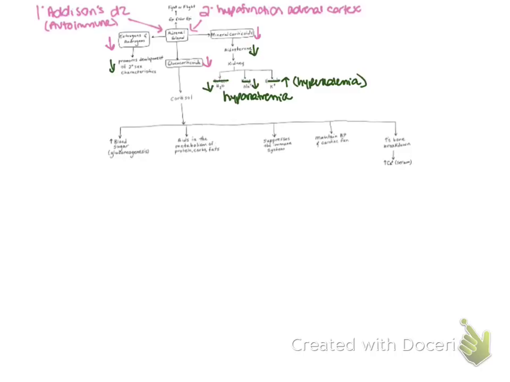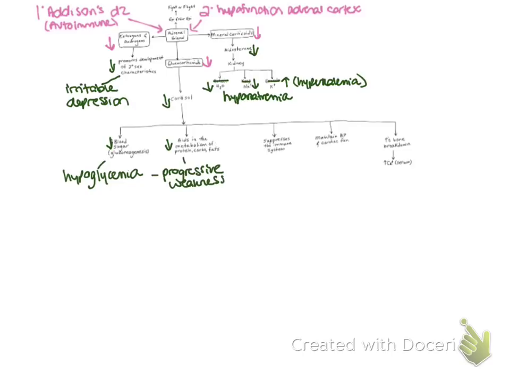They have decreased development of secondary sex characteristics. They get irritable, depressed. They have decreased cortisol levels, so they have low blood sugar, so they get hypoglycemic. They have low metabolism, so they get weak, fatigue, weight loss, anorexia. They have a low BMR, basic metabolic rate. Sometimes they develop nausea, vomiting, diarrhea.